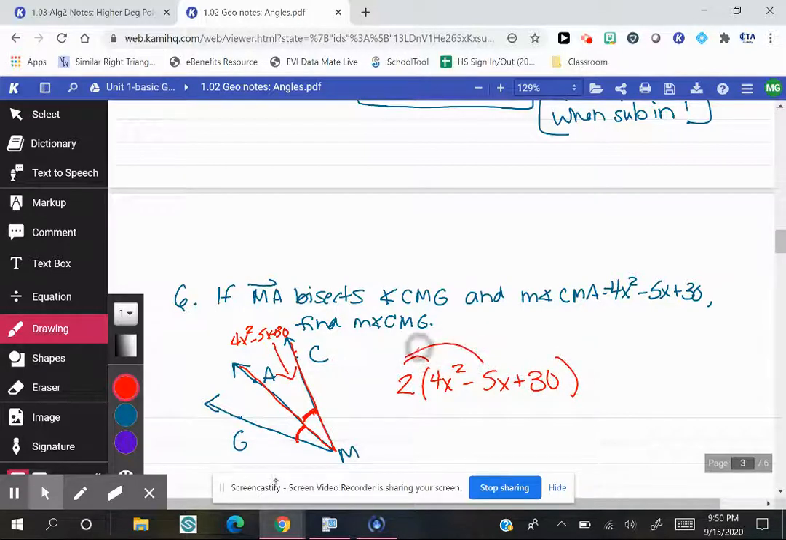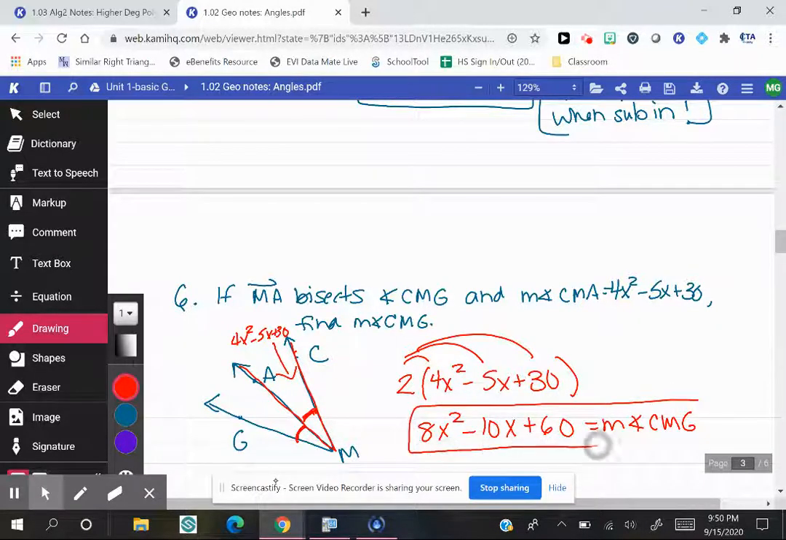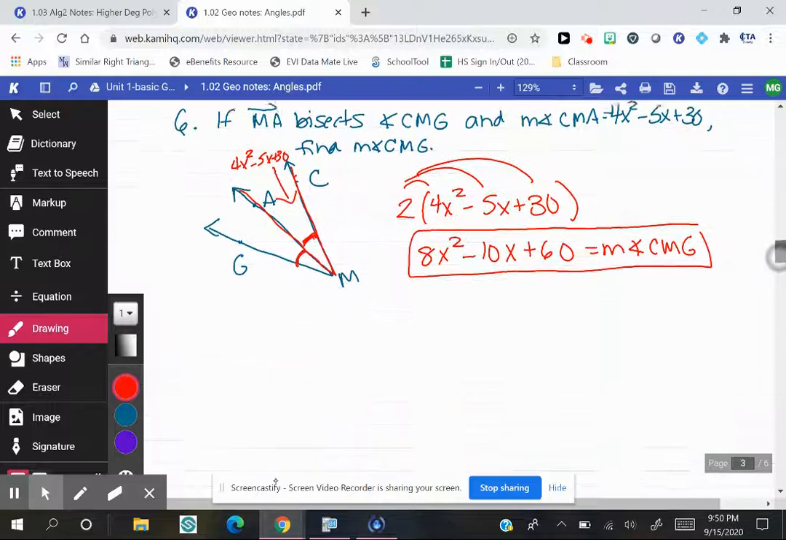So I'm going to distribute my 2 in, getting 8x squared minus 10x plus 60, and that's going to give me the measure of angle CMG. And that's it for that one. So a little bit shorter for number 6.